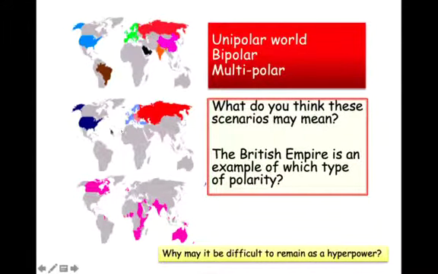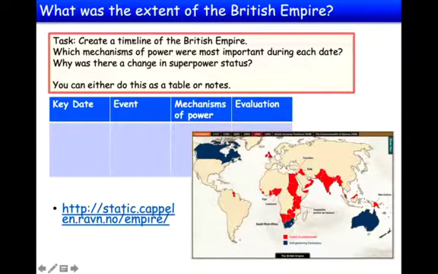Here we have a bipolar world, the US and NATO, and the Soviet Union and the Warsaw Pact. We'll look at those as we get further in the unit. And this map here at the top is the current, arguably, the multipolar world. China and India and the BRICS up there, but USA, Brazil, the Middle East, of course, and the EU there.